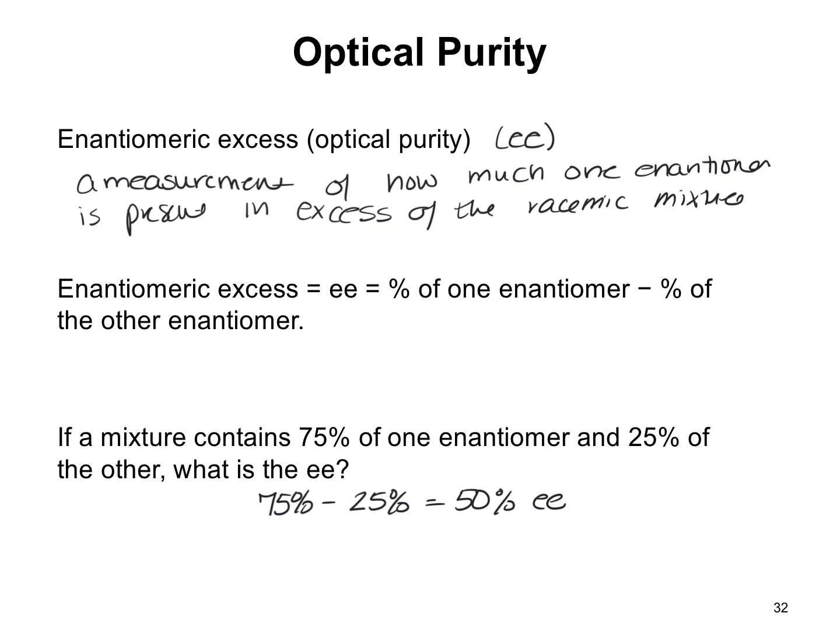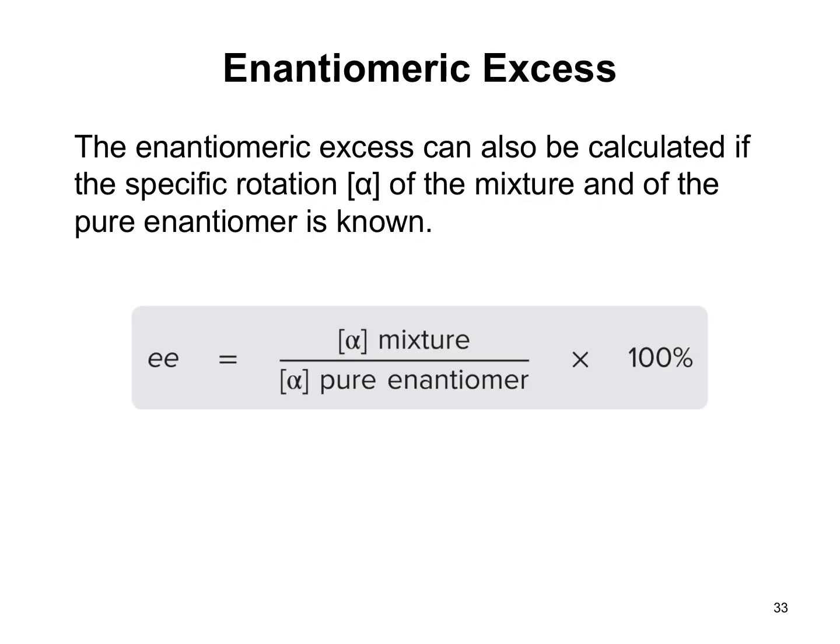You can also calculate the enantiomeric excess from the specific rotation of the mixture and of the pure enantiomer. So we can come here and say, look, we've got this specific rotation of the mixture. We know the specific rotation of the pure enantiomer. You take this, divide by this, and multiply by 100. And so if you have those measurements, you can also measure it that way.